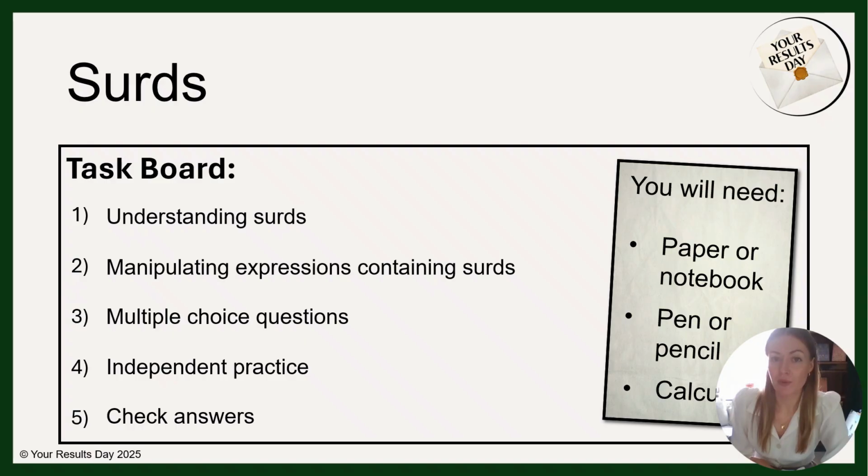You will need something to write with and on, and whilst everything I'm going to show you today is designed to be non-calculator, it's all to do with manipulation. If you want a calculator to hand to help you out or to check answers, you're more than welcome to. I'm going to jump right in, so if you need a bit longer to read the task board, please pause the video so you can do that and hit play when you're ready.